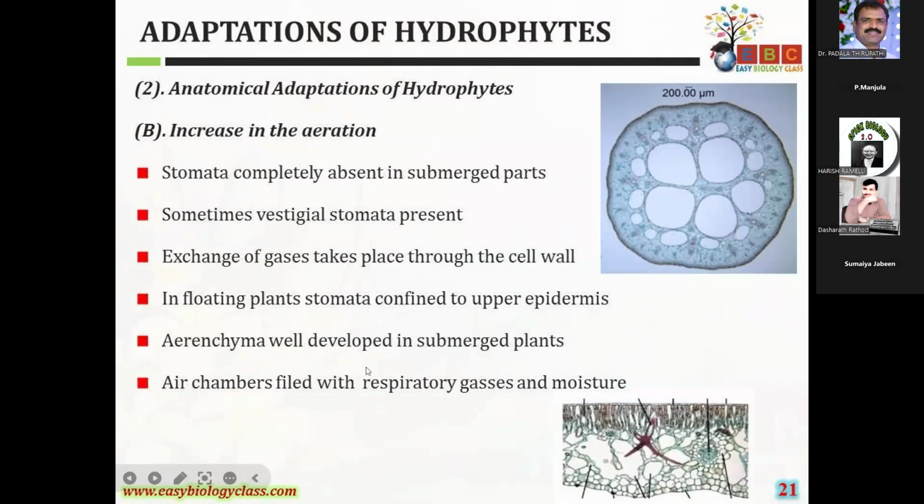So aerenchyma is well developed in the submerged plants. Air chambers are filled with respiratory gases and moisture. So here aerenchyma and air chambers are well developed, and in the air chambers they store the respiratory gases and moisture.